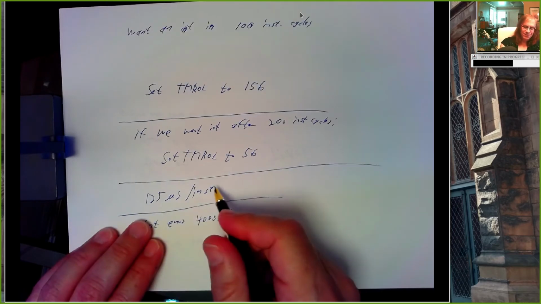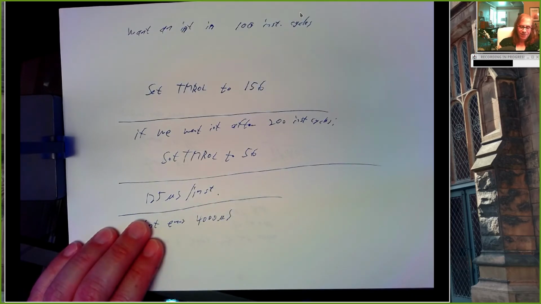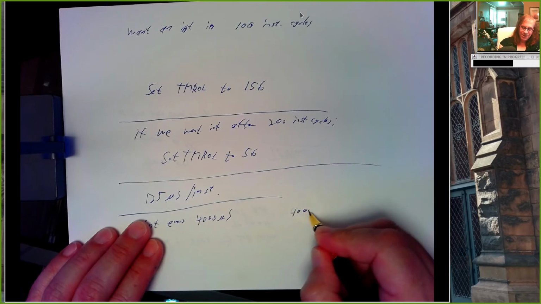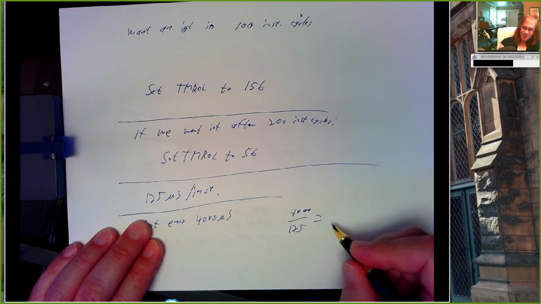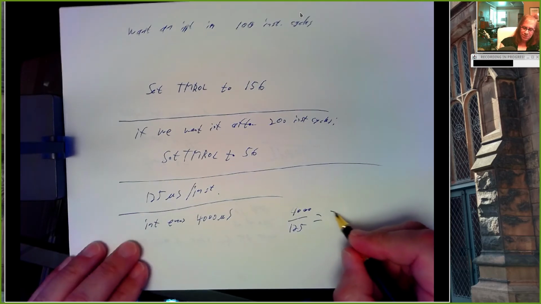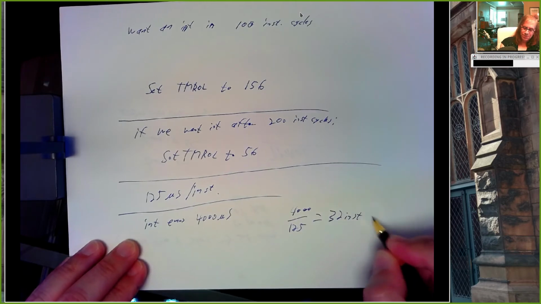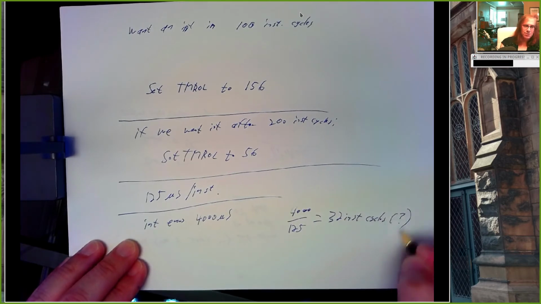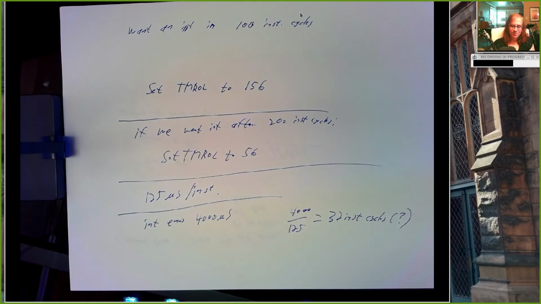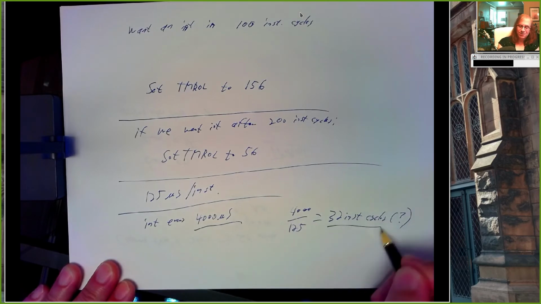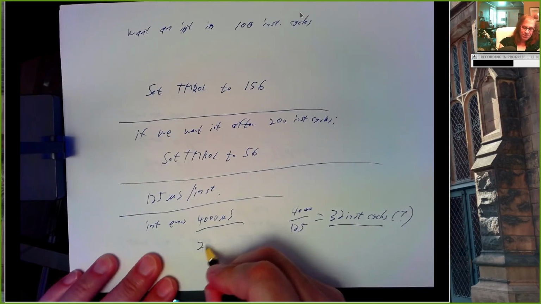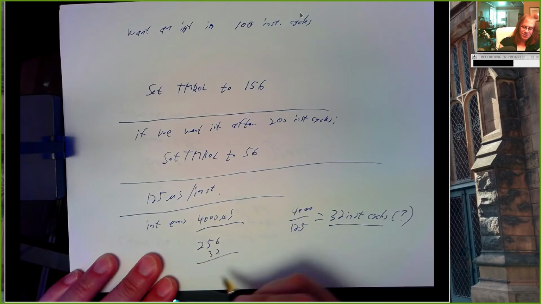So if it's 125 microseconds per instruction, 4,000 microseconds would be 4,000 divided by 125, which will be, I think, 32 instructions. With a question mark for my math. Right? So then if we know we want 4,000 microseconds and we know that's 32 instructions, we would initialize timer 0L to 256 minus 32, which would be 224.